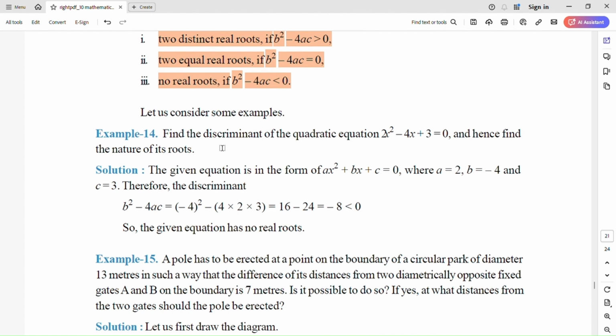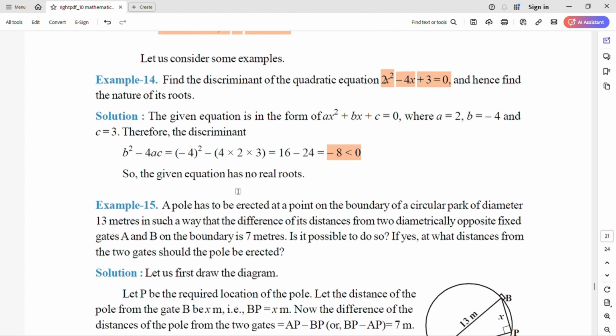Now let us find the discriminant of the quadratic equation 2x square minus 4x plus 3 equal to 0, and hence find the nature of its roots. B square minus 4ac equal to minus 8, so it doesn't have real roots. The given equation has no real roots.